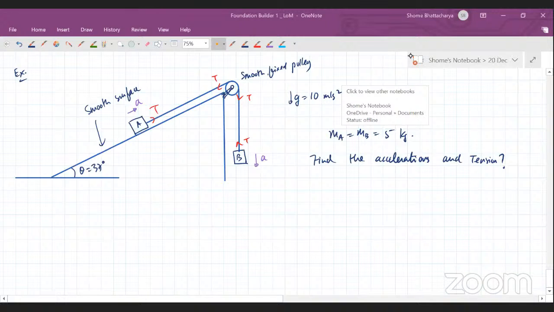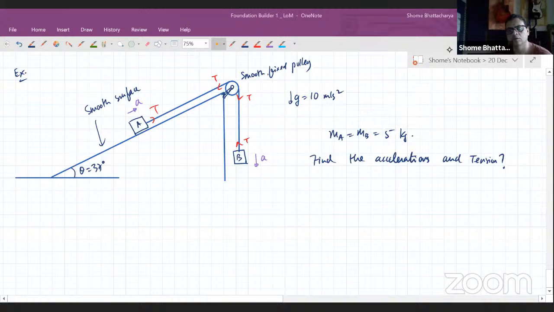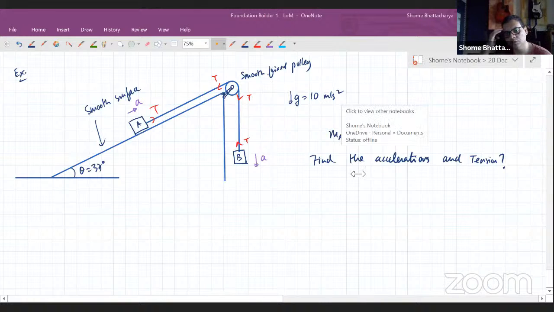Yes, very good, Harsh. That is correct. The acceleration will be g by 5 or 2 meters per second square, and therefore the tension will be 40 newtons. Anybody else who has worked this out, please send me the answers on the text message.